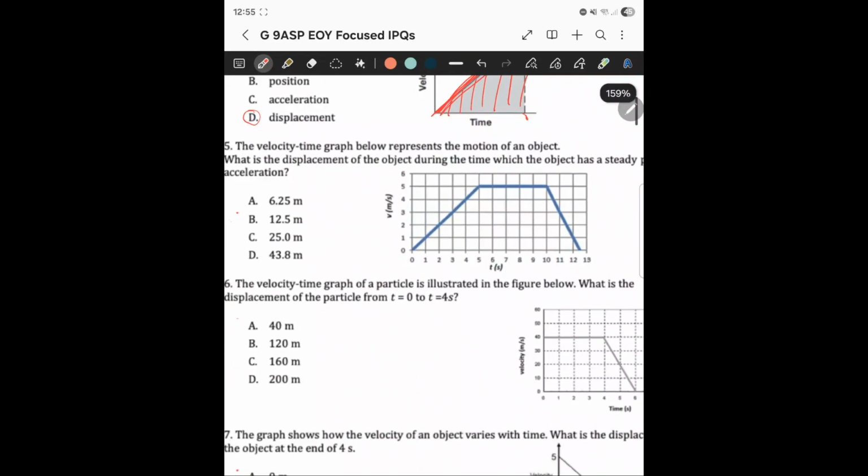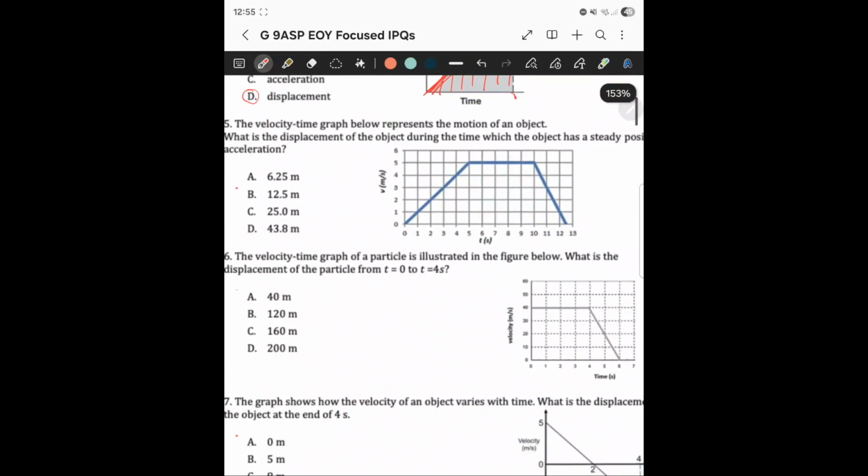Now, this is all going to be about the same topic, it seems. So what do we have here? A shaded area. We're going to have to figure out the displacement during the time. He has a steady positive acceleration.